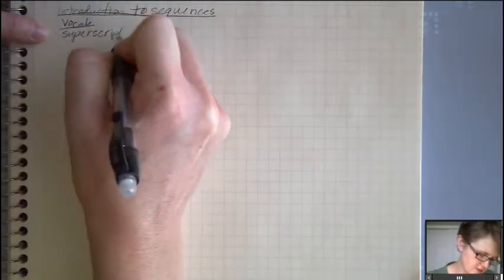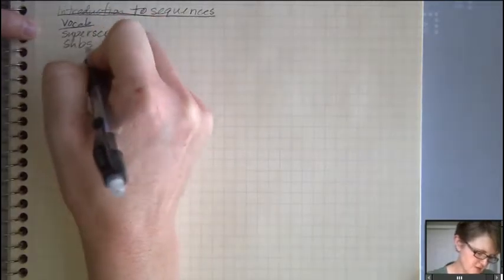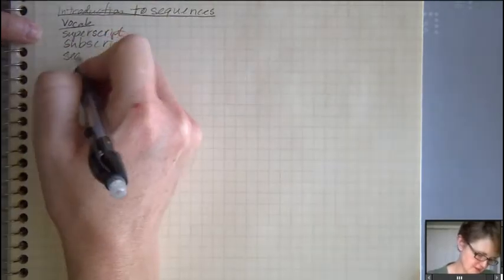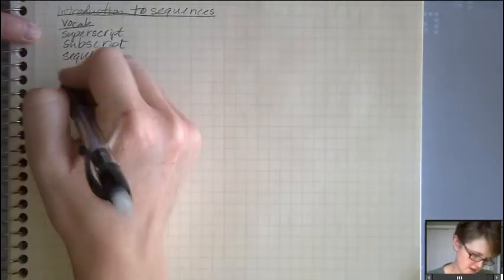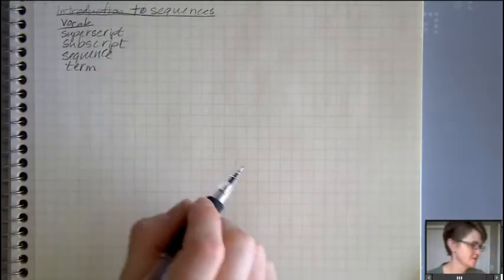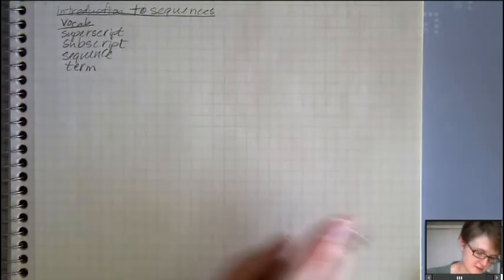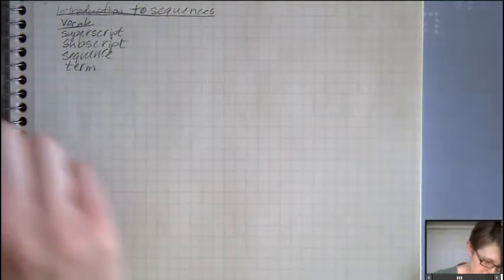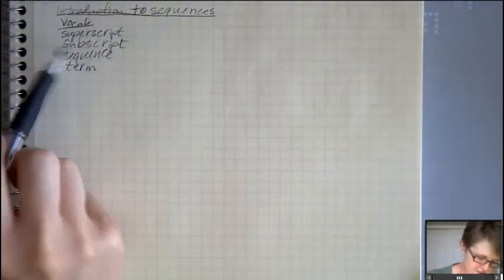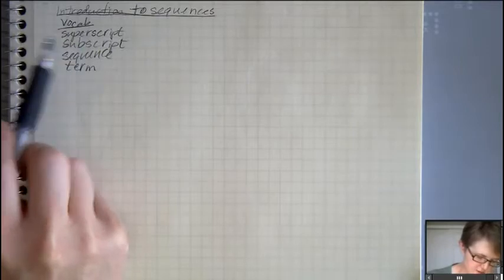Superscript, subscript. Then we'll talk about sequences and terms of the sequence. So these are the 4 words we're going to kind of use as our main vocabulary for this little lesson. So first of all, for sequences, we're going to need subscripts, but to help us understand subscripts, we're going to contrast it with a superscript.